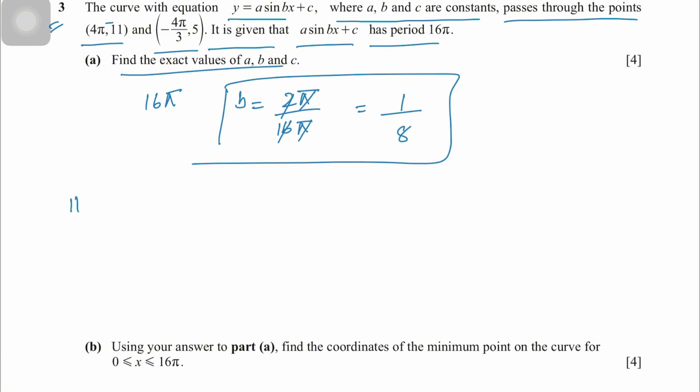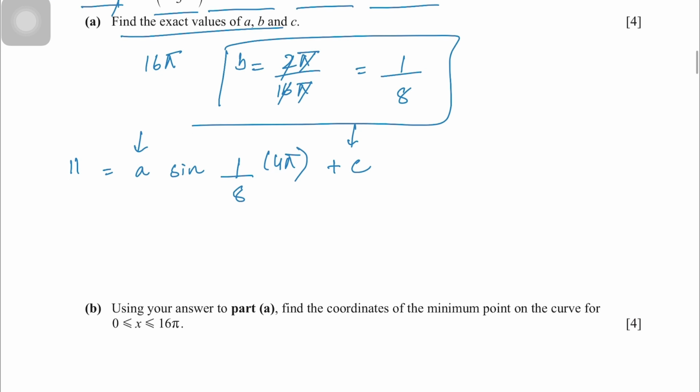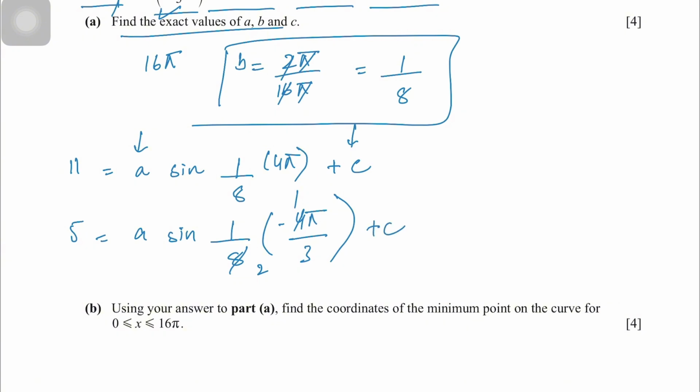So we'll be solving this by plugging in all the values. This would be 11, this value, and then sine of 1 over 8 multiplied by 4 pi, plus c. We'll be using two simultaneous equations to solve a and c. And then we'll be plugging in this. This would be a sine of 1 over 8 times negative 4 pi over 3. So this would be pi by 6, negative pi by 6, plus c. We can multiply it by negative 1.